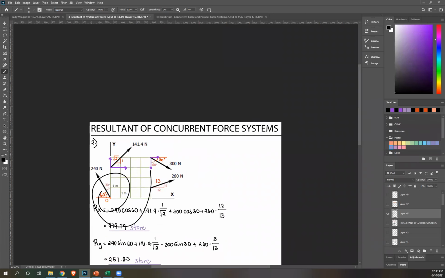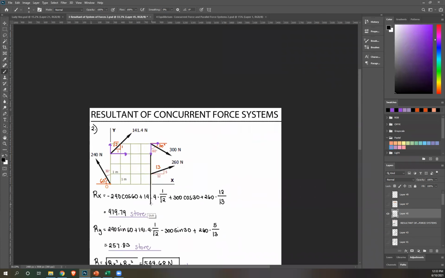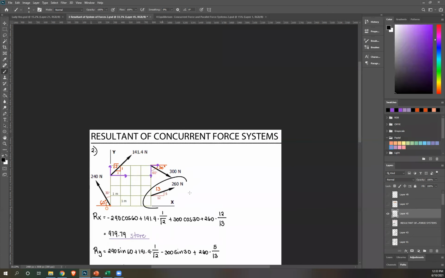Next, the Y component. So this one, rotate about O. Once again, clockwise. So positive Y component. So that's plus 300 sine 60. And don't forget, perpendicular distance. Extend that line of action. 1, 2, 3, 4 units to point. That's times 4. And last, we have this.